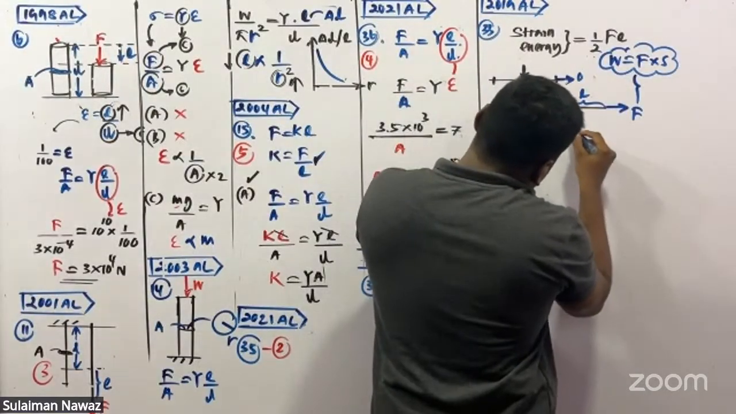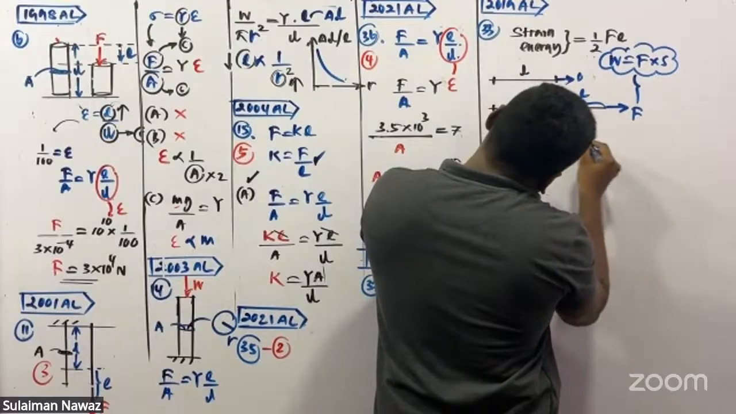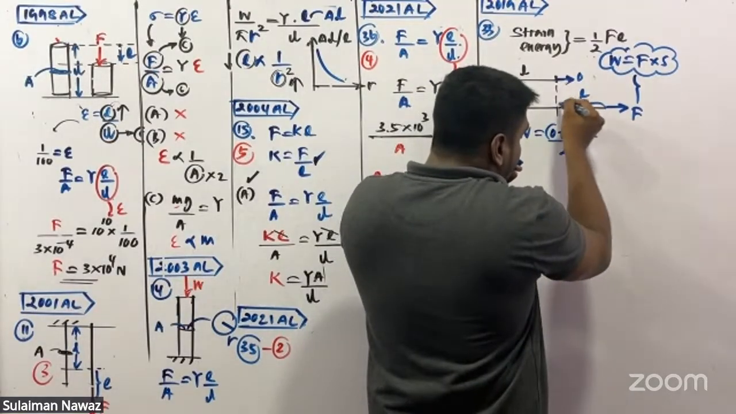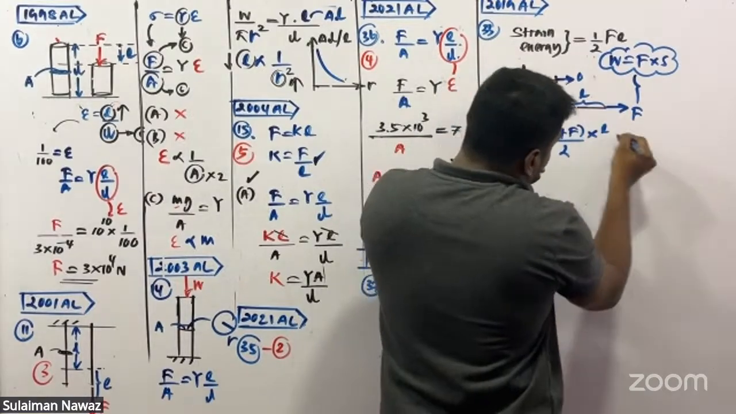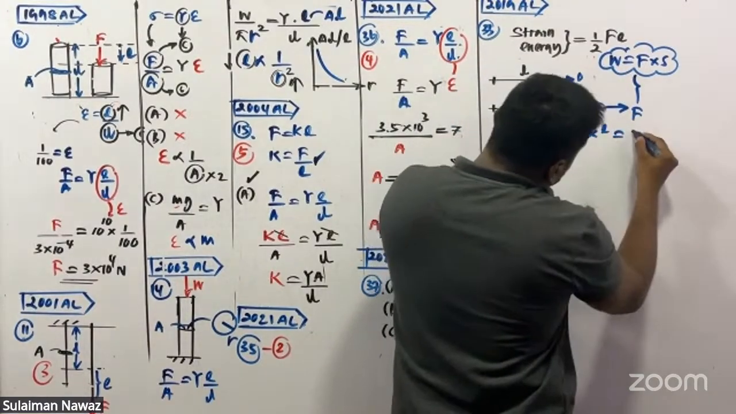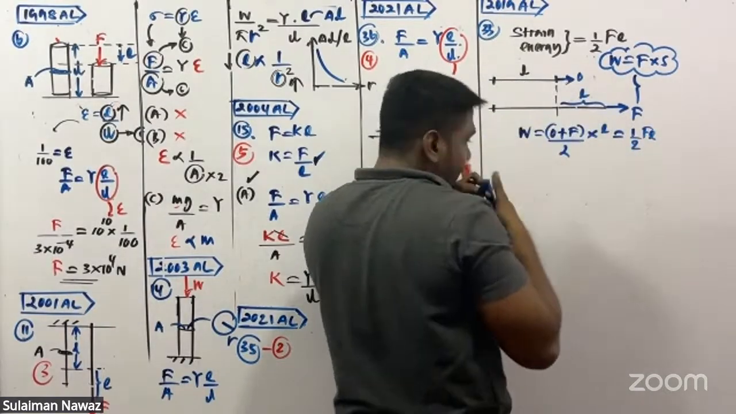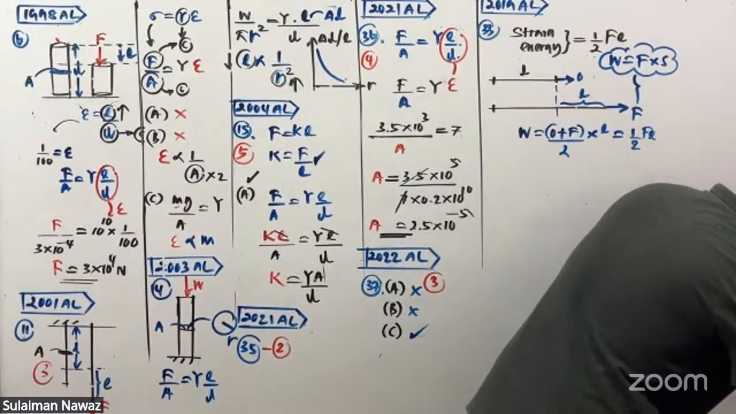0 plus capital F over 2 is the average force, and the increase in length is simply the extension e. From this only we derive the equation: strain energy equals half Fe. Now this question is also the very same question. The next question, 33, is also very same.